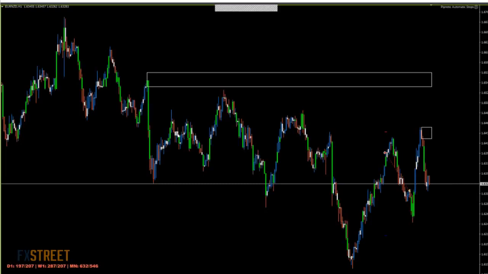The white candle is accumulation. And so on the buy side, you have accumulation.